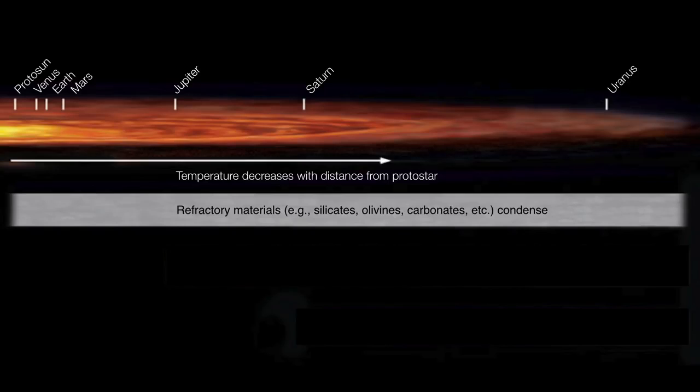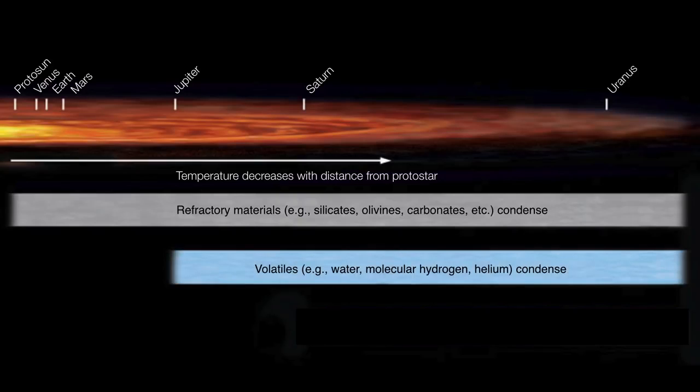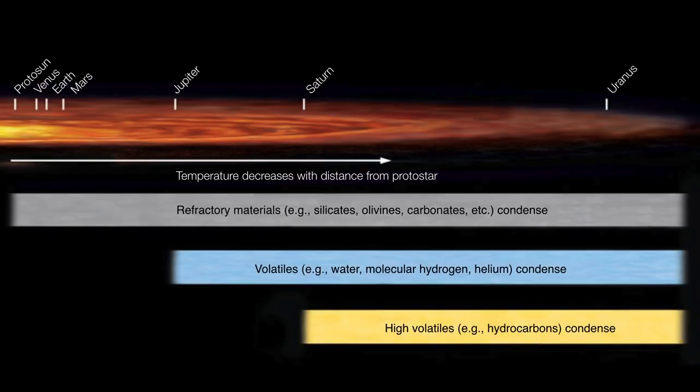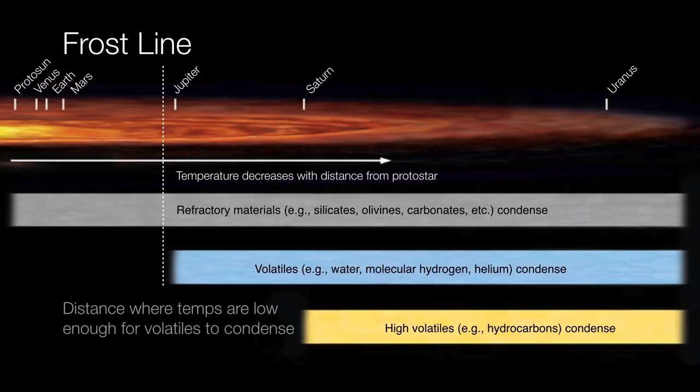However, it is not until you get past, say, the orbit of Mars and toward the orbit of Jupiter that temperatures drop low enough that volatiles can condense, water, molecular hydrogen, and so on. In other words, they freeze out. They become solid enough, or at least slushy enough, in order to fully condense. And in fact, once you get out past the orbit of Saturn, the temperatures are low enough to even allow high volatiles such as hydrocarbons, methane, ammonia, and so forth. They can even start to condense. So the point where the temperatures drop low enough is called the frost line. It's really just the distance where the temperatures are low enough for volatiles to condense.